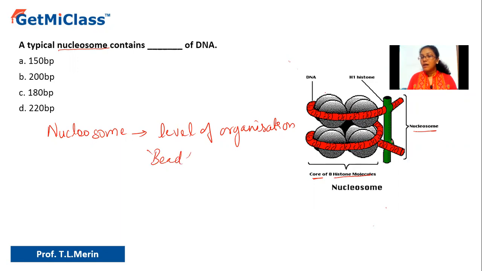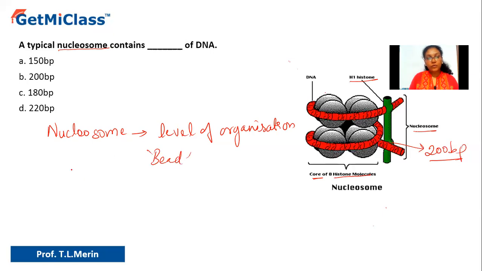Okay, and this DNA, which is wound around, is about 200 base pairs. How many base pairs? 200 base pairs. And at the end, it is linked by a linker protein, which is called the H1 histone. Okay. So, what does the question say? The question says a typical nucleosome contains dash of DNA. So, how many base pairs of the DNA? That is 200 base pairs.